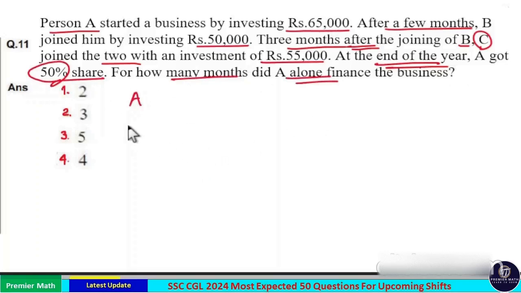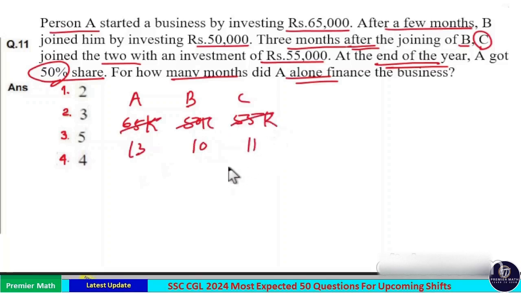Take the ratio of investment of A, B and C, which is equal to A 65,000, B 50,000 and C 55,000. Now take the ratio. 5 goes 13 times in 65, 5 goes 10 times in 50, 5 goes 11 times in 55. That is 13 is to 10 is to 11. Now A worked for 12 months, which means A's share is equal to 13 into 12, 156.